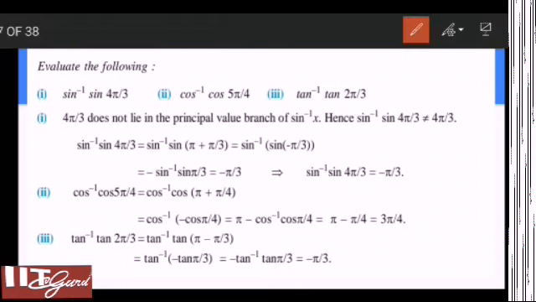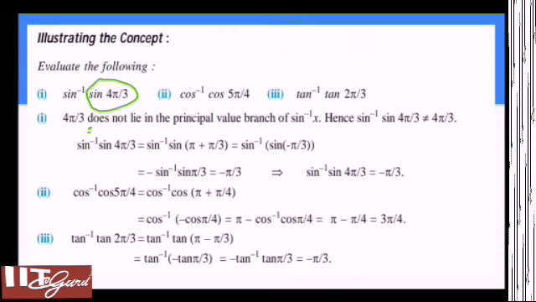So sine inverse sine 4 pi by 3, you check where 4 pi by 3 is. 4 pi by 3 does not lie in the principal value branch. So you know that for sine inverse sine 4 pi by 3, you can't write simply sine inverse sine x as x.